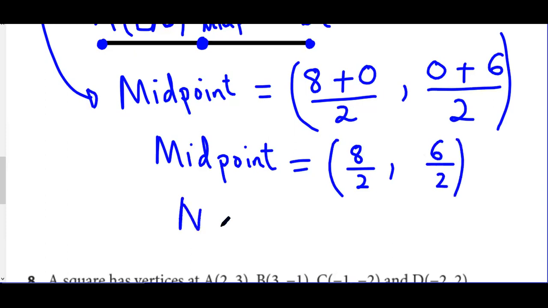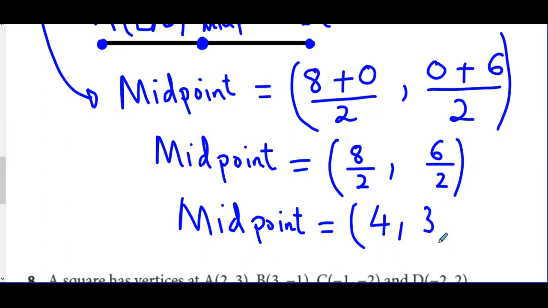Now, what is your midpoint? The midpoint will be equal to 8 divided by 2 is 4. 6 divided by 2 is 3. So guess what? This is the midpoint of the line from A to B. I hope that is clear.